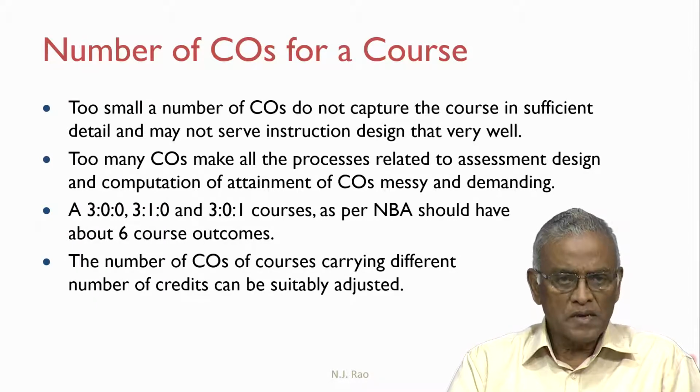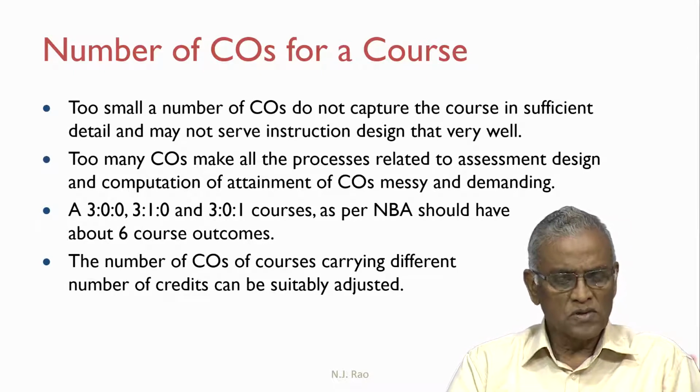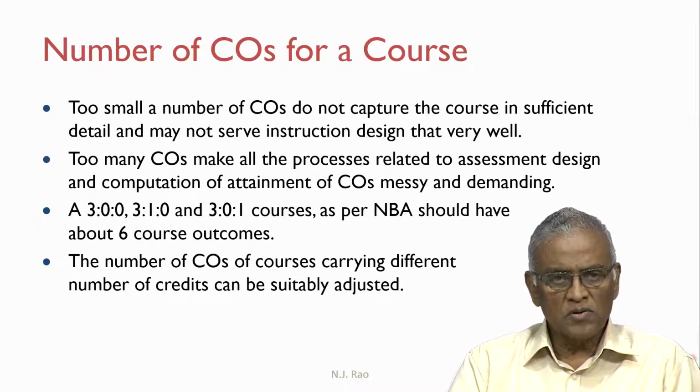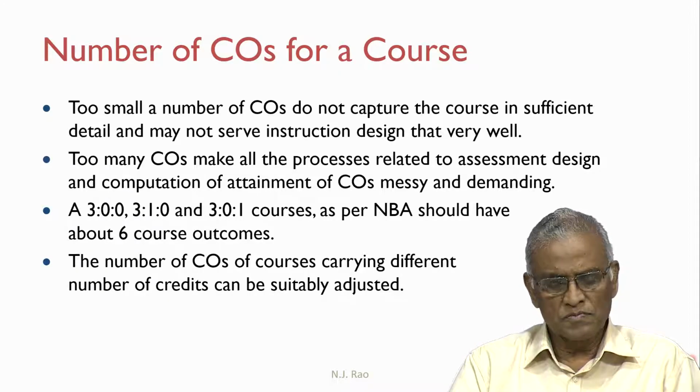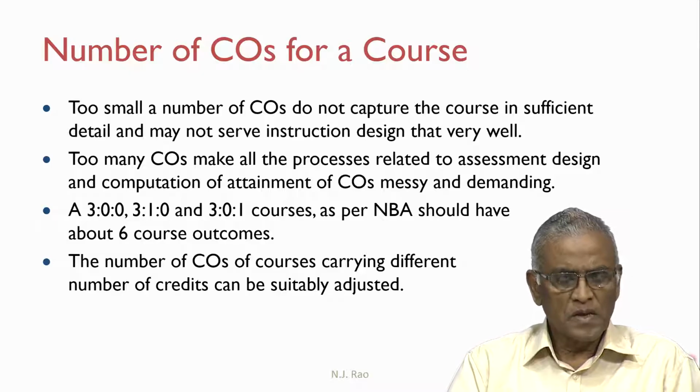As per NBA, they should have about 6 course outcomes. I would like to interpret this about 6 course outcomes as 6 plus or minus 2. That means you can write up to 8 outcomes.